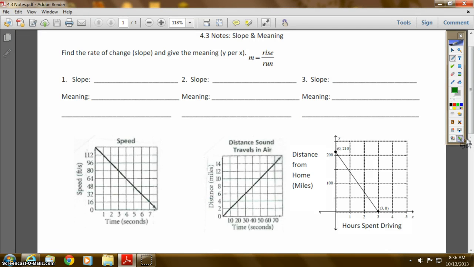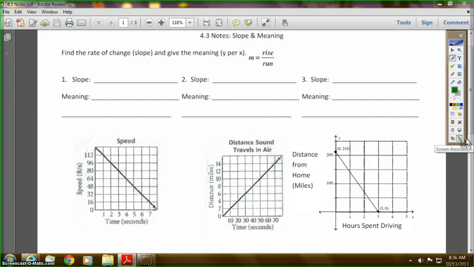4.3 notes: slope and meaning. Okay, we're going to go back to graphs and finding the rate of change, which is also called the slope, and we're going to give the meaning. So the meaning, we're going to follow the formula y per x. So going back to slope, since we're looking at a graph, we're going to do rise over run.